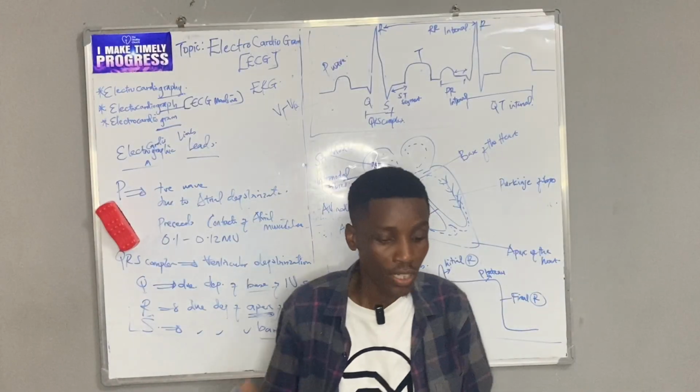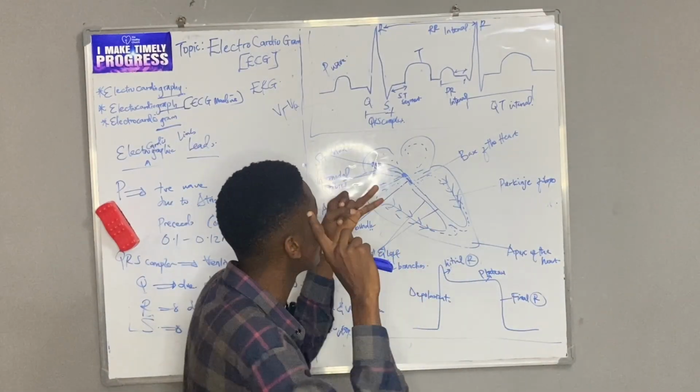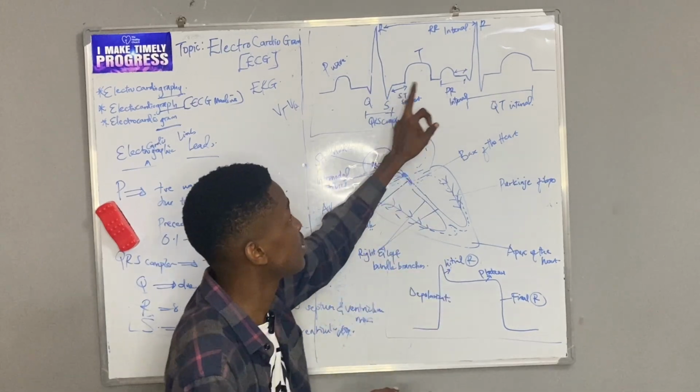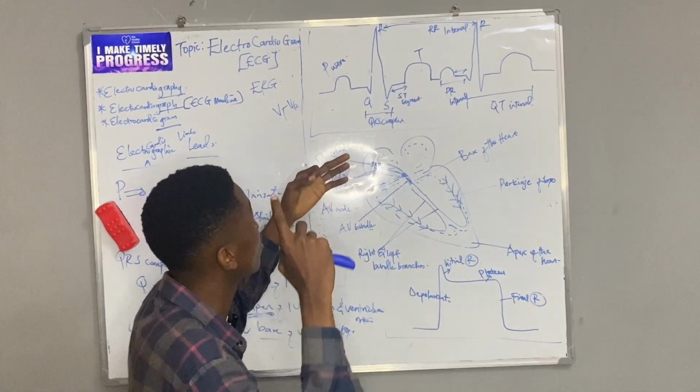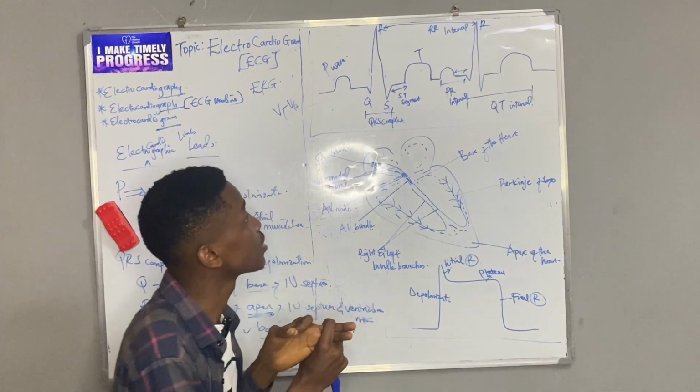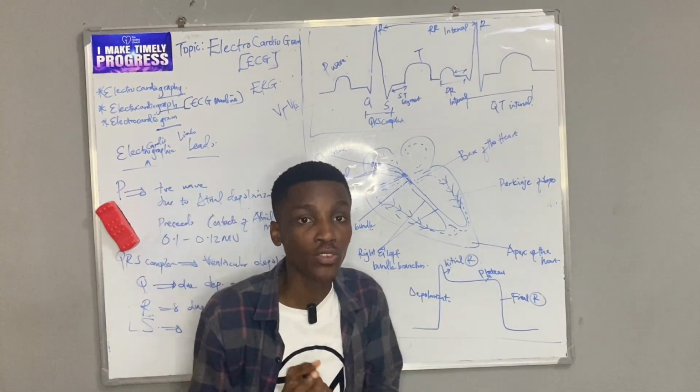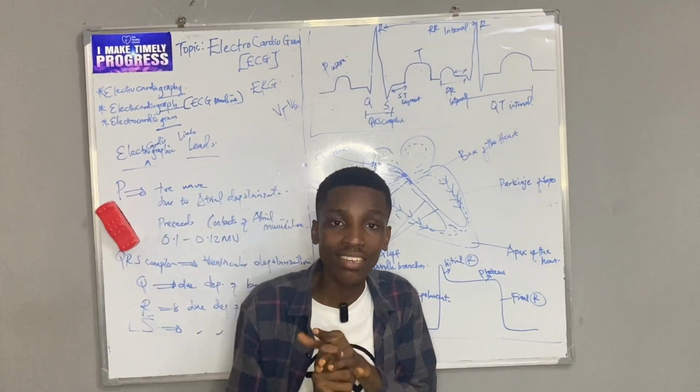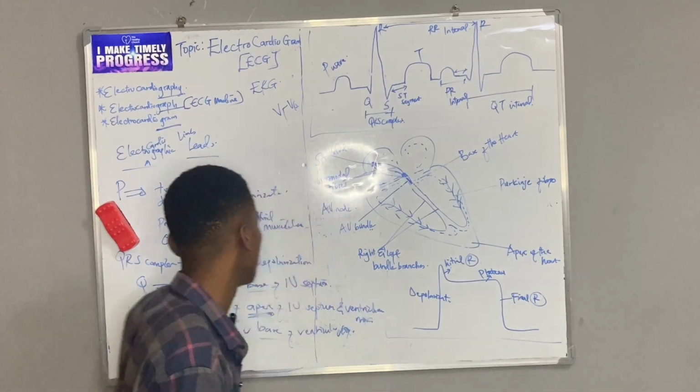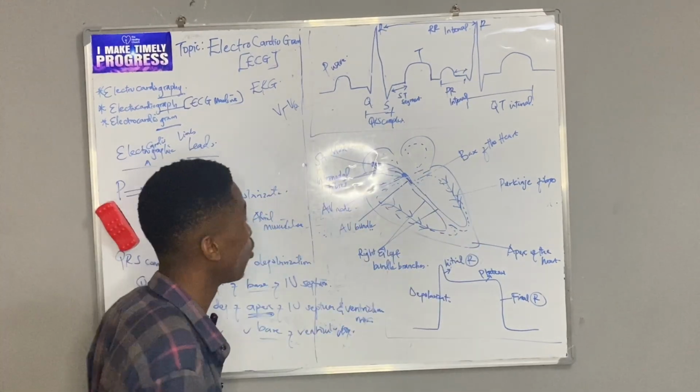So this covers the waves, the segments. We have ST segment here notably, and it covers the intervals of the ECG. So the waves, the segments, the intervals, and the complex of the ECG machine. So this is all for ECG.